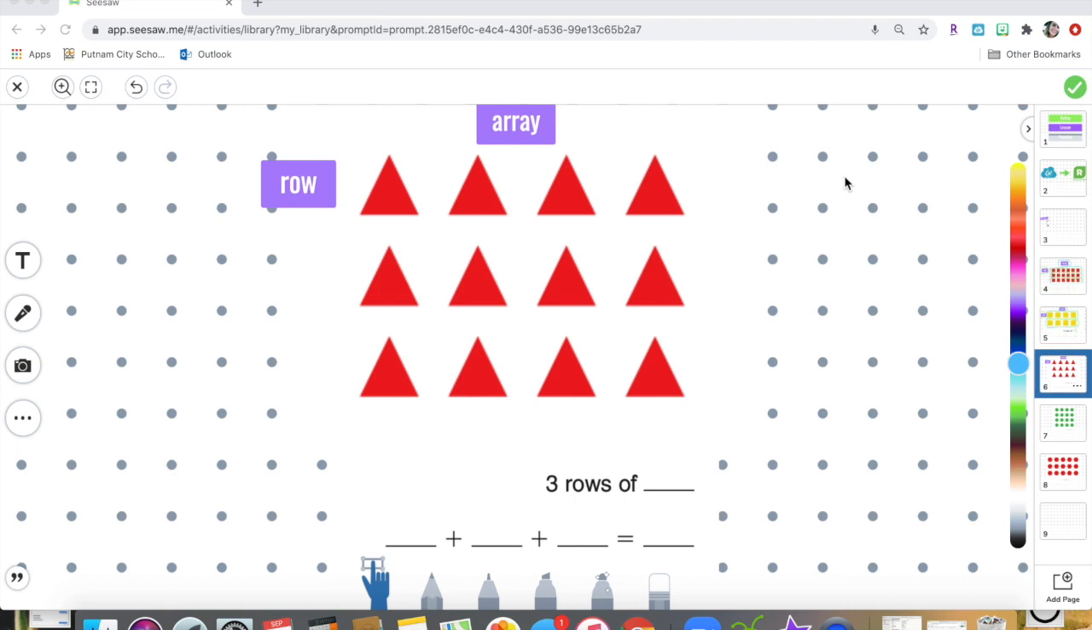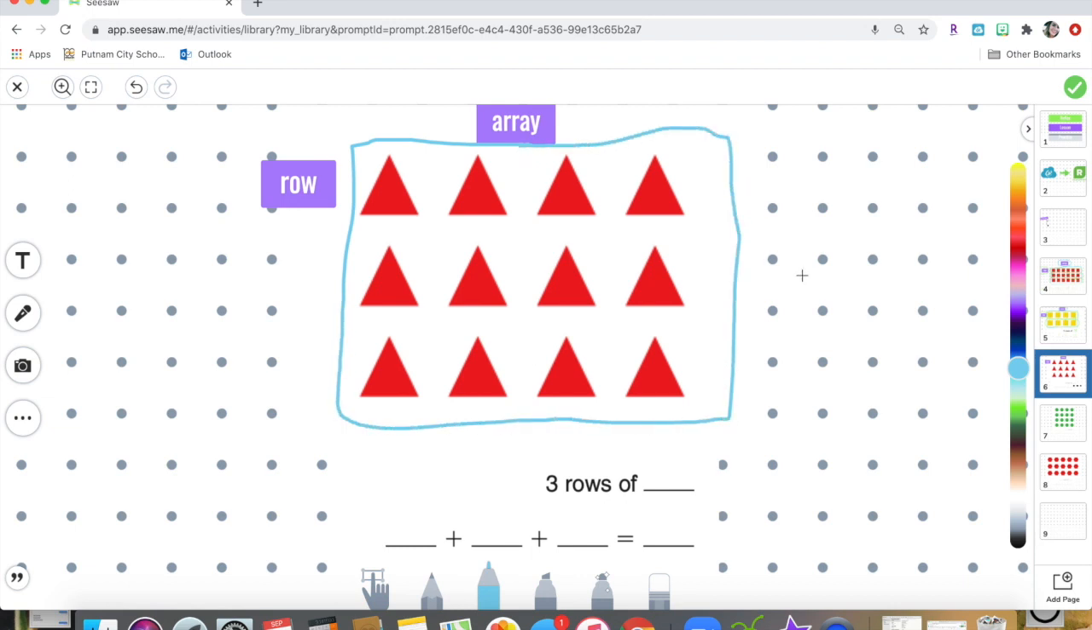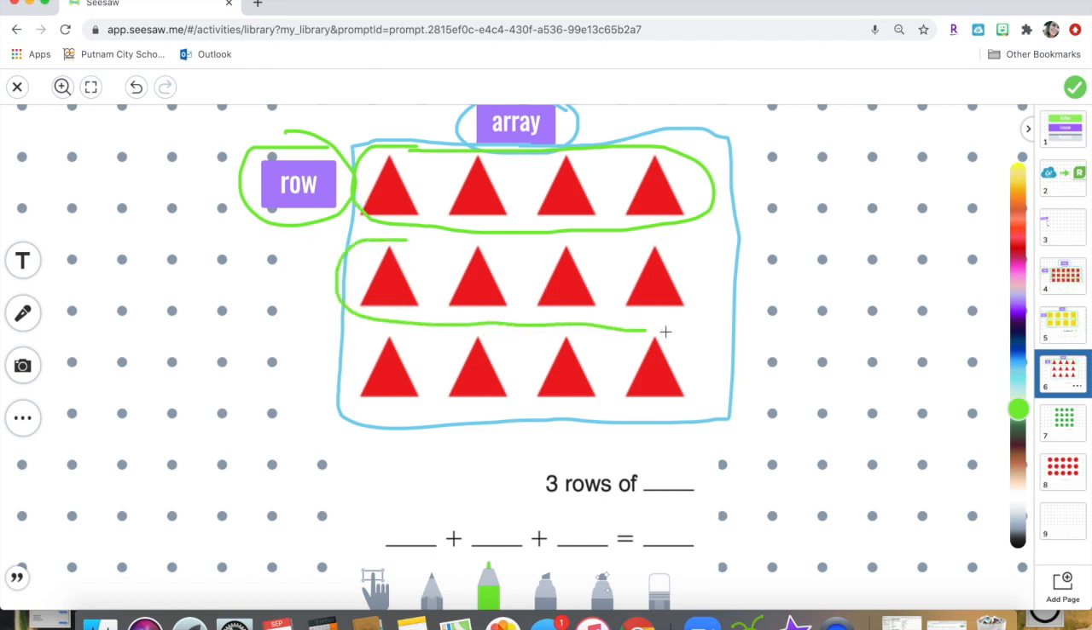For this next example, we have an array of red triangles. Remember that an array is an entire set that is arranged or grouped into equal rows. So this is our array. We also have rows as part of an array. A row is one of the lines going straight across. So how many rows does this array have? 1, 2, 3. So we can answer the questions down below.